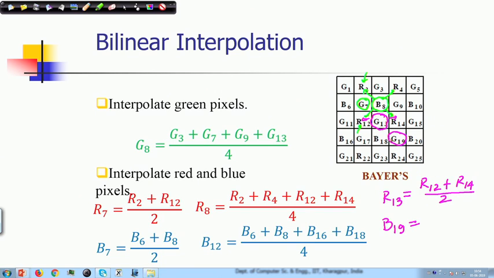So, in this case you have again a left blue neighbor and a right blue neighbor. So, that should be (B18 plus B20) by 2. So, this is how bilinear interpolation is carried out.